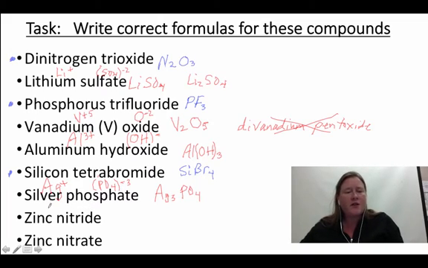Okay, zinc nitride. I know that zinc has a +2 charge. Nitride. If it ends in ide, it's probably just a regular old element. So I'm going to look on my periodic table, and I see that nitrogen has a -3 charge. The formula of zinc nitride is Zn3N2.